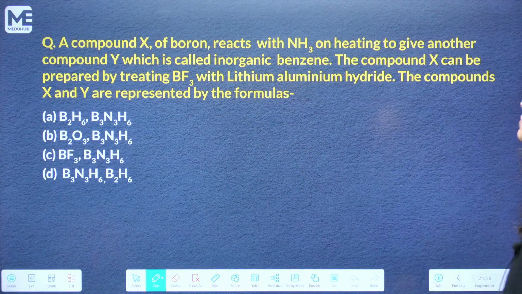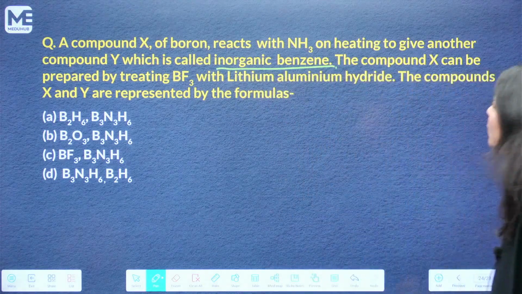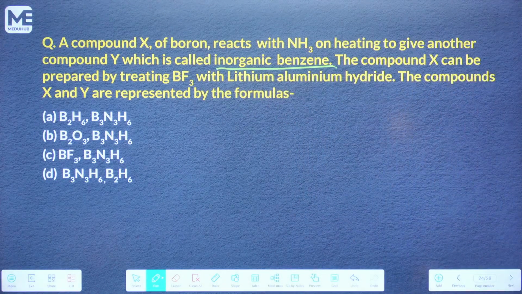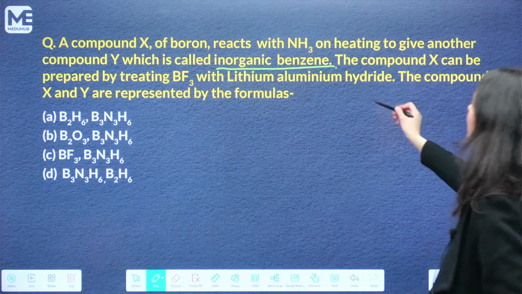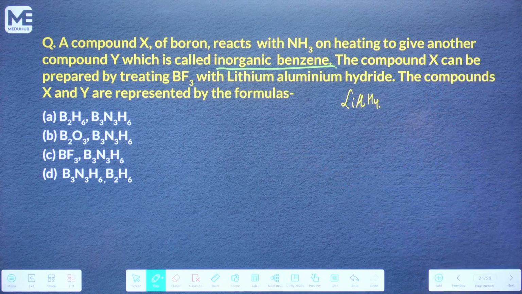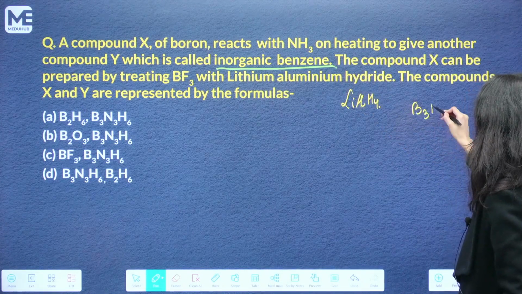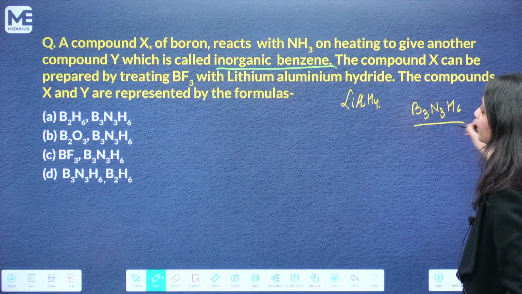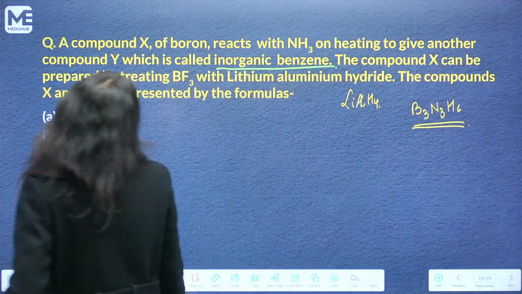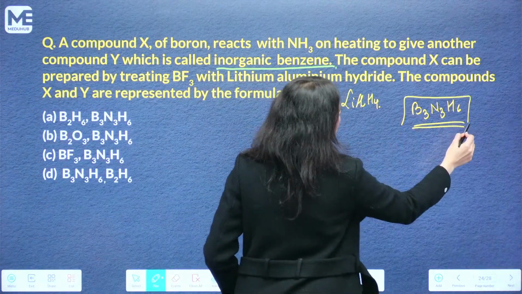Next, a compound X of boron reacts with ammonia on heating to give another compound Y, which is called inorganic benzene. The compound X can be prepared by treating BF3 with lithium aluminium hydride. The compounds X and Y are? So inorganic benzene is borazine, which we just discussed. So which compound of boron reacts with ammonia on heating to give borazine, inorganic benzene?